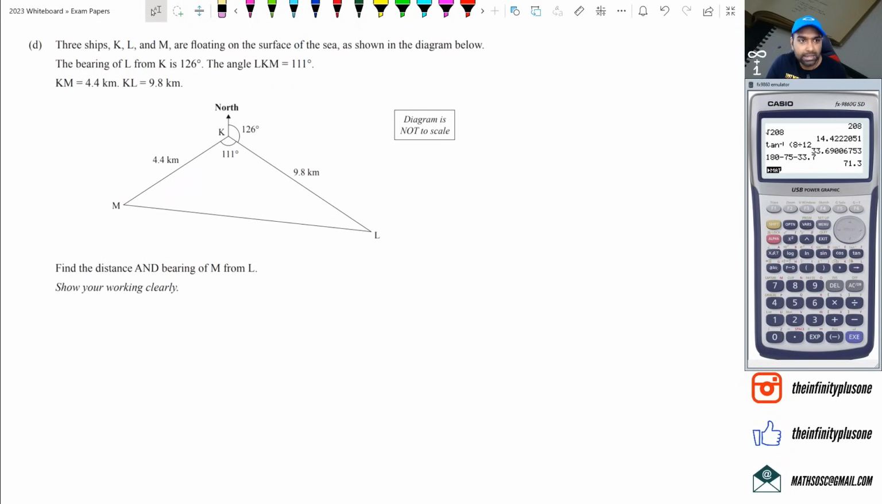All right, last question. So with the last question, what we've got is find the distance and bearing of M from L. So we've got to work out the distance of M and L, and we've got to work out the bearing of M from L. So that's what it actually means.